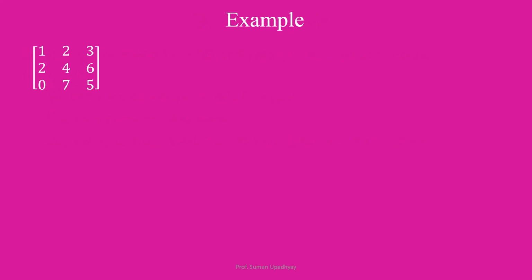In the first example in front of you, you can see the second row, which is 2, 4, 6, is a multiple of the first row 1, 2, 3. And how many times is it a multiple of the first row? It is 2 times. So yes, I can perform a row operation on the second row and make that particular row a zero row. So ultimately my second row is going to be 0, and that row I'm not going to consider. Therefore, I'll be left with the first and third rows. So the rank of this matrix is 2.